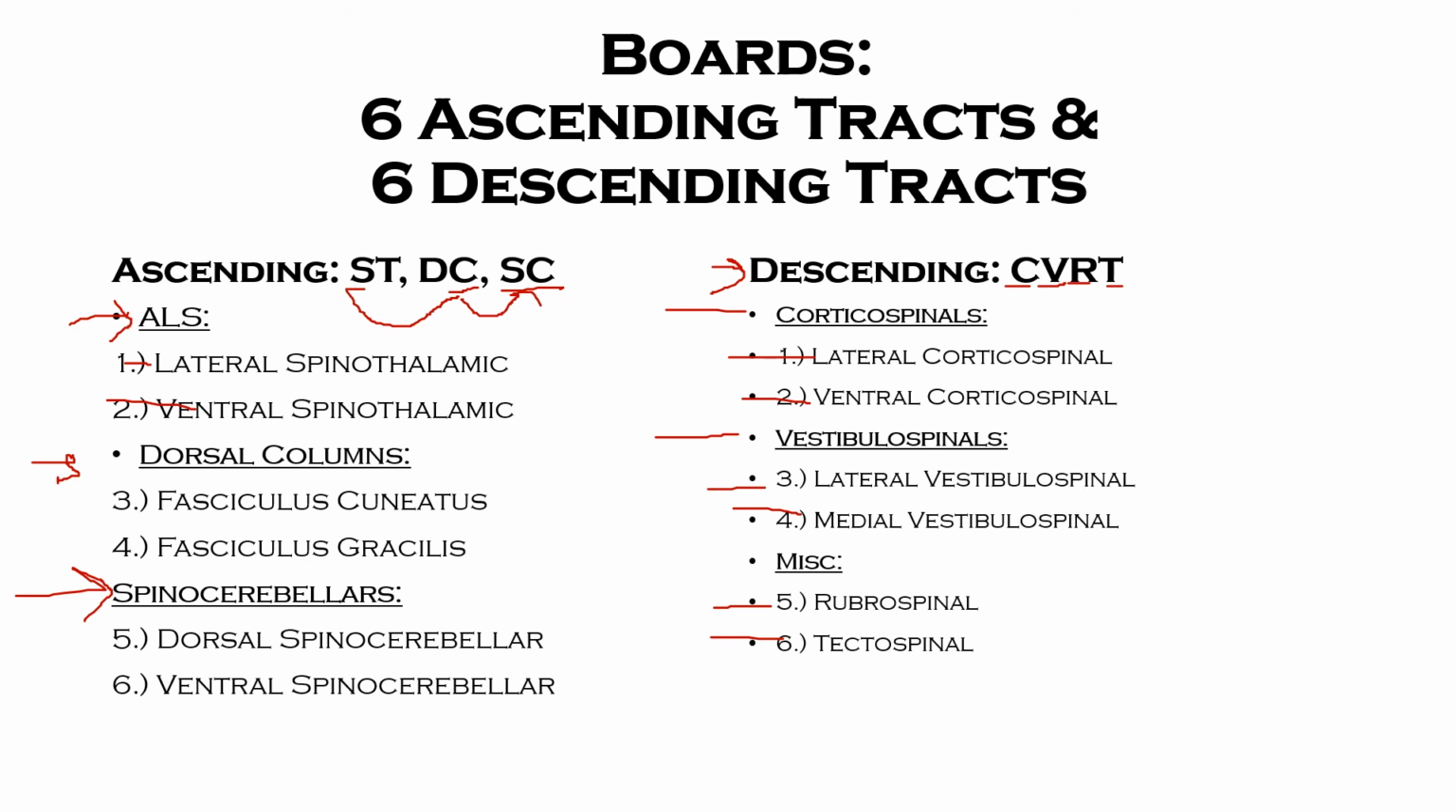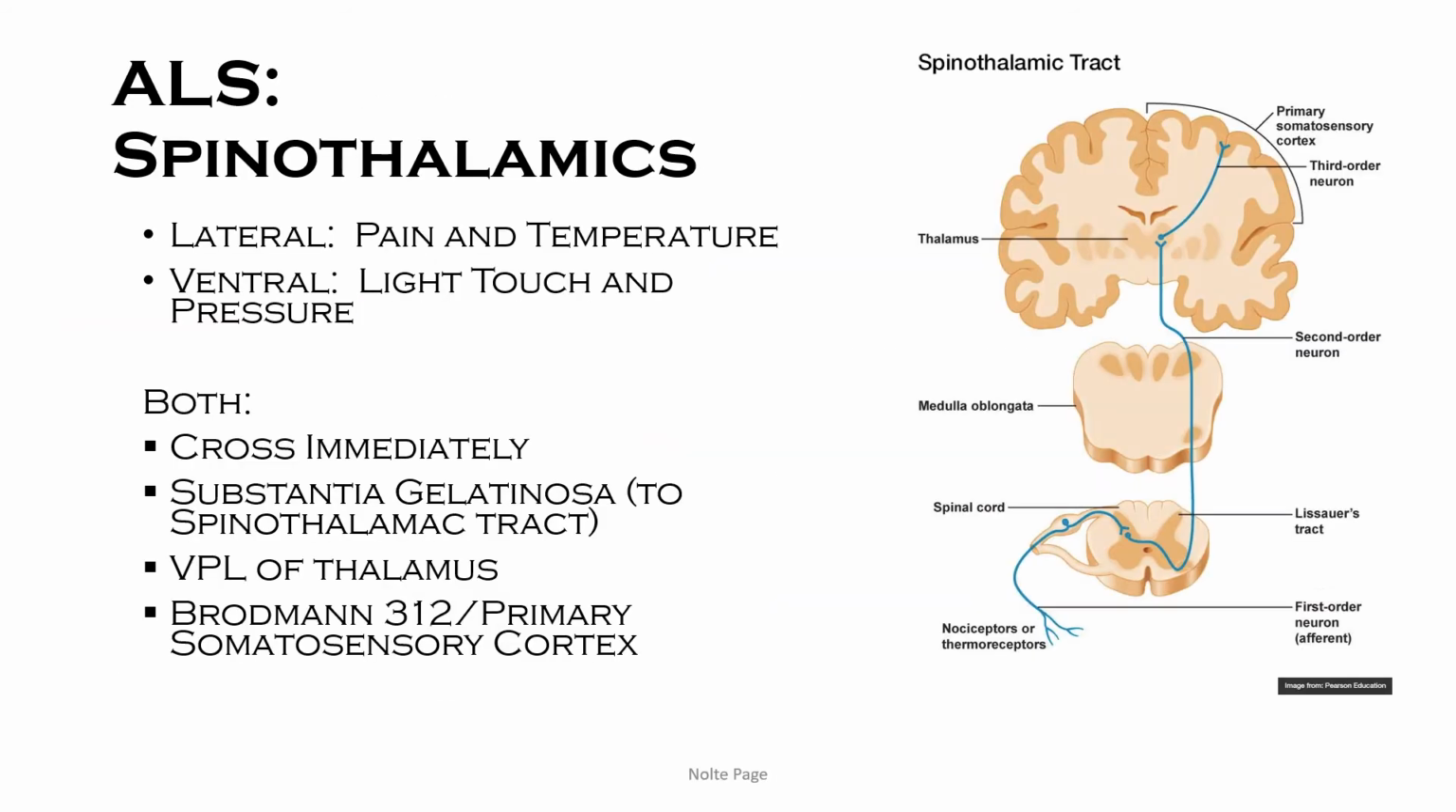So let's get into it, shall we? ALS, or our spinal thalamics, so we have a lateral and we have a ventral. The way to read these slides is when we separate them out, so lateral is pain and temperature, ventral is light touch and pressure. Both we just memorize as touch, pain, and temperature. Okay. And then again, both at the bottom there, at the middle of the slide really, we want to understand that they cross immediately. Where are they crossing?